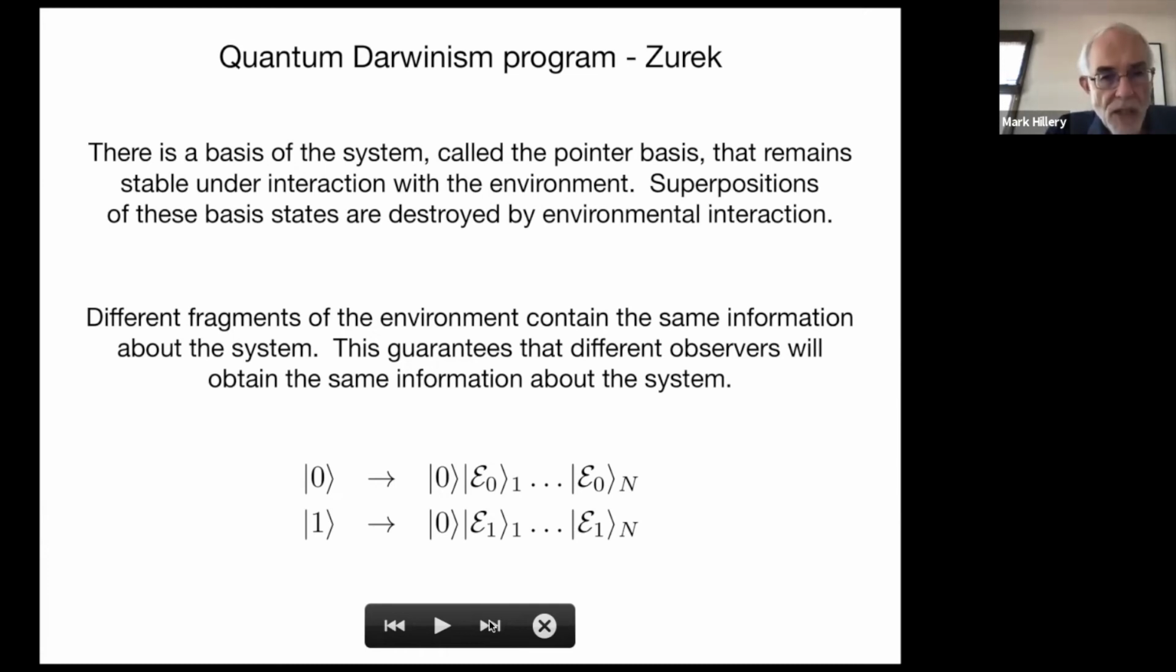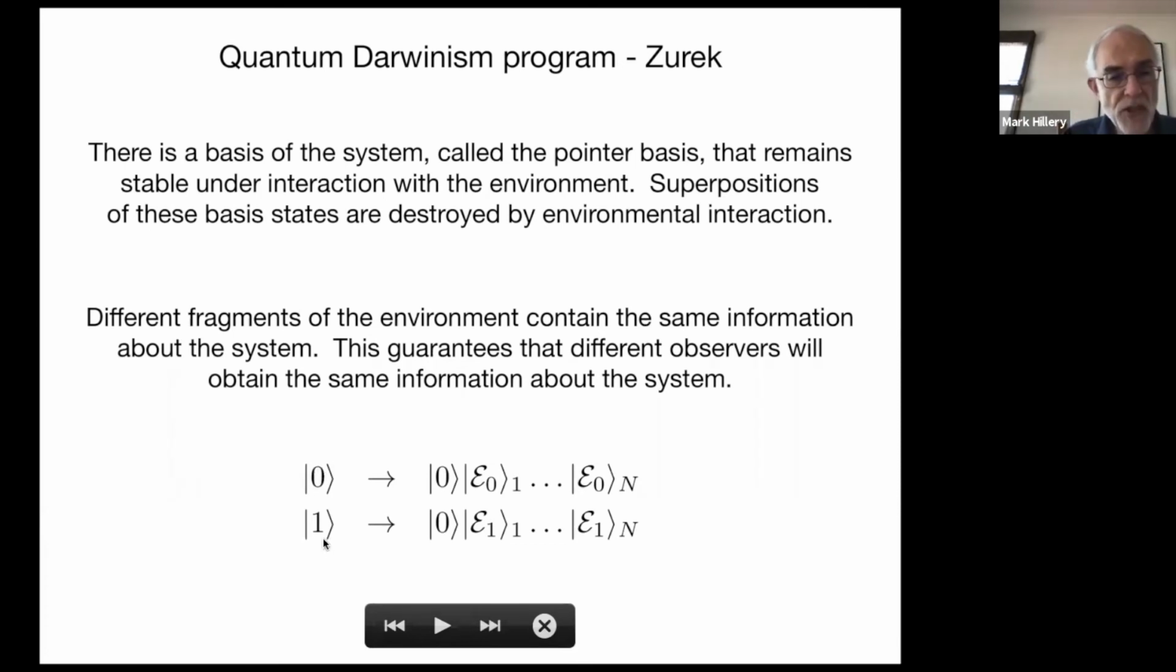So one aspect of quantum Darwinism is decoherence in the pointer basis. The other aspect, which Zurek has emphasized more recently, is the spreading of information about the system throughout the environment. His idea is that different fragments of the environment contain the same information about the system. What this guarantees is that different observers will all have access to the same information about the system. So different observers will all see the same thing when they start performing measurements. And there's an error in the second equation here. So you can sort of think of it in the following way.